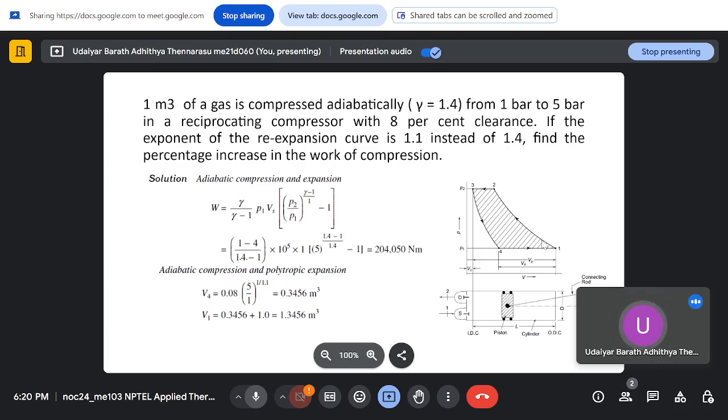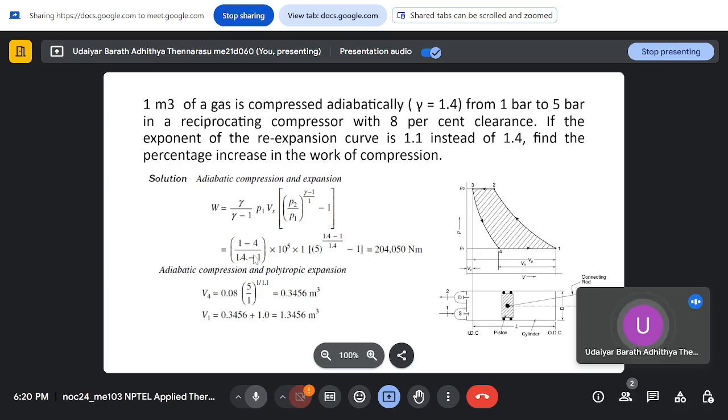So this is the actual compression process. Now for adiabatic compression and expansion, first we will assume an adiabatic compression process. What is the work done? For adiabatic work, W is gamma by gamma minus 1 into P1 V1 into (P2 by P1) raised to (gamma minus 1) by gamma, minus 1.